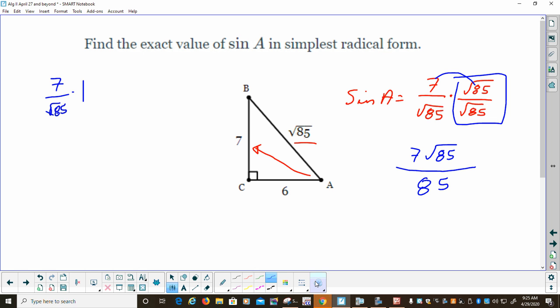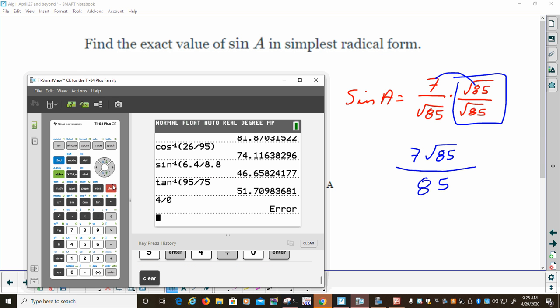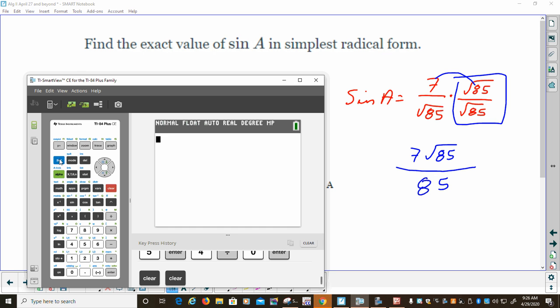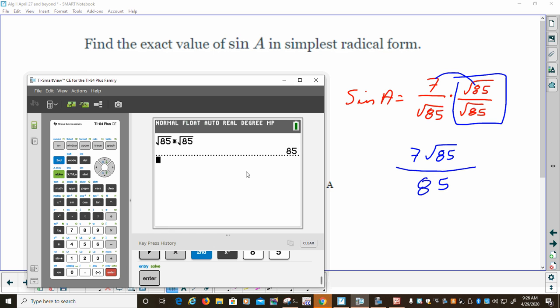If you want some proof in the pudding here, let's see, this calculator. So let's clear this. So square root of 85 times the square root of 85. It's just 85. Okay.